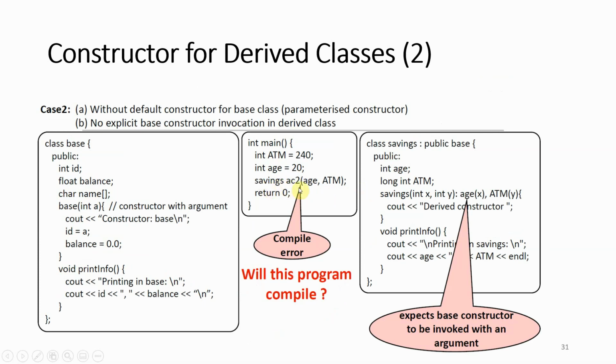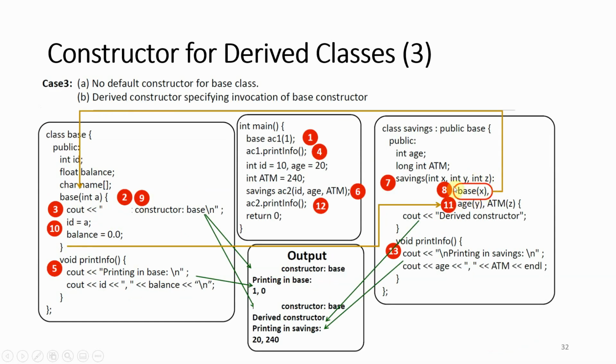So here, another example. This is a non-default constructor. It would go here. X becomes 20, Y becomes 240. Age becomes 20, ATM becomes 240. It's going to call the default constructor of the base class. We don't have one, and we have a non-default constructor, right? So the compiler is not going to generate the default constructor. So what's going to happen? We're going to have a compiler error, right? How do we solve this? By calling the non-default constructor of the base class explicitly in the initialization list.